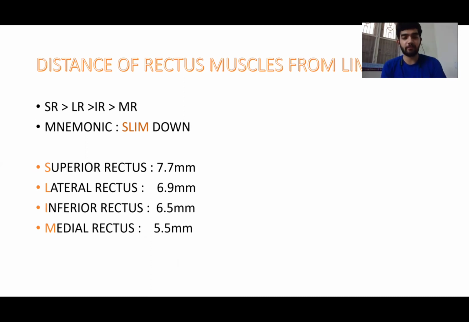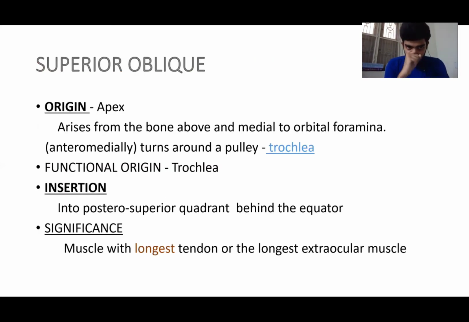Let us remember the mnemonic SLIM. That is, superior rectus is 7.7 millimeters, lateral rectus is 6.9 millimeters, inferior rectus is 6.5 millimeters, and medial rectus is 5.5 millimeters. Let us go to the oblique muscle.